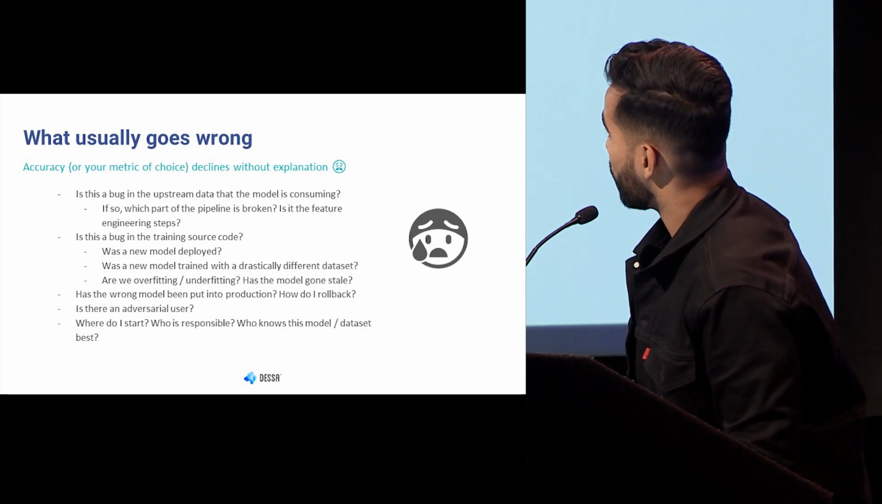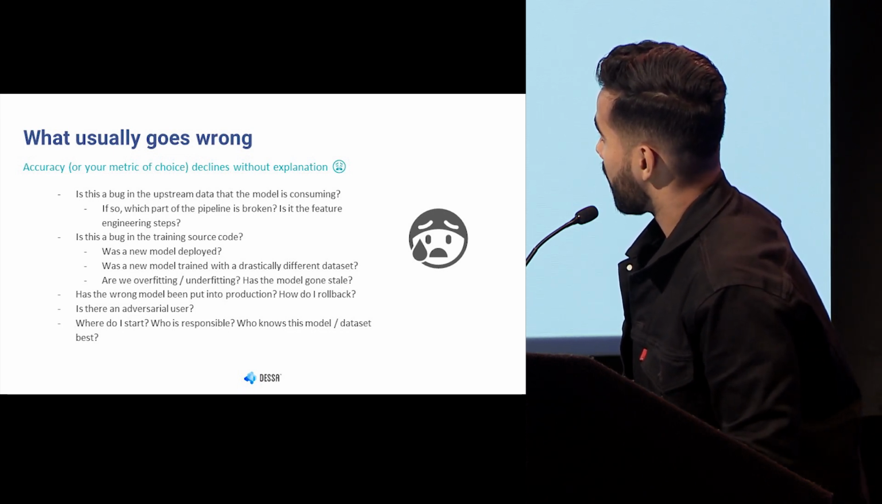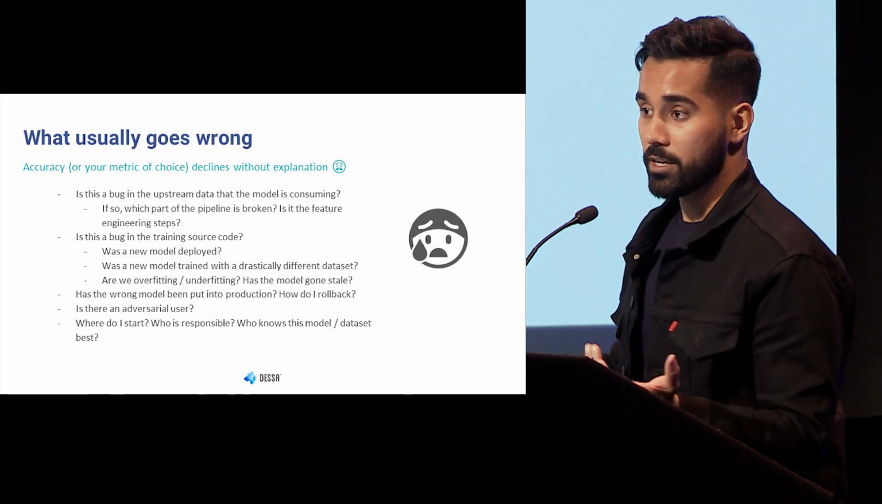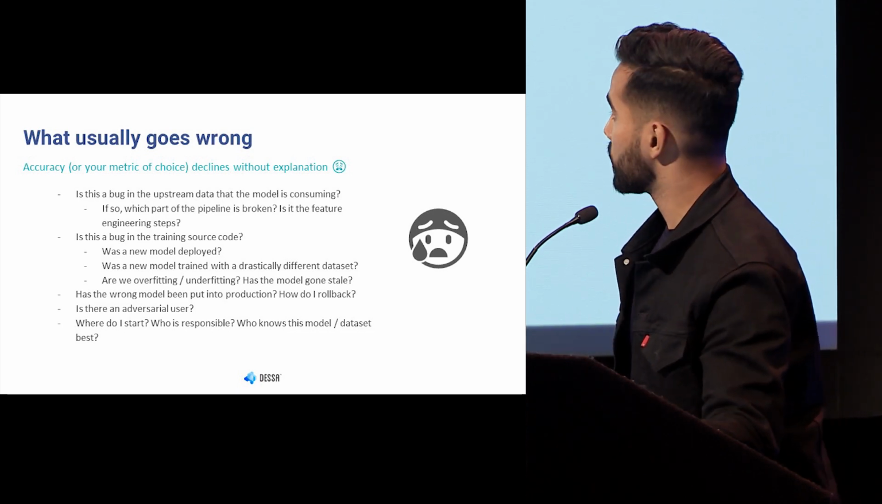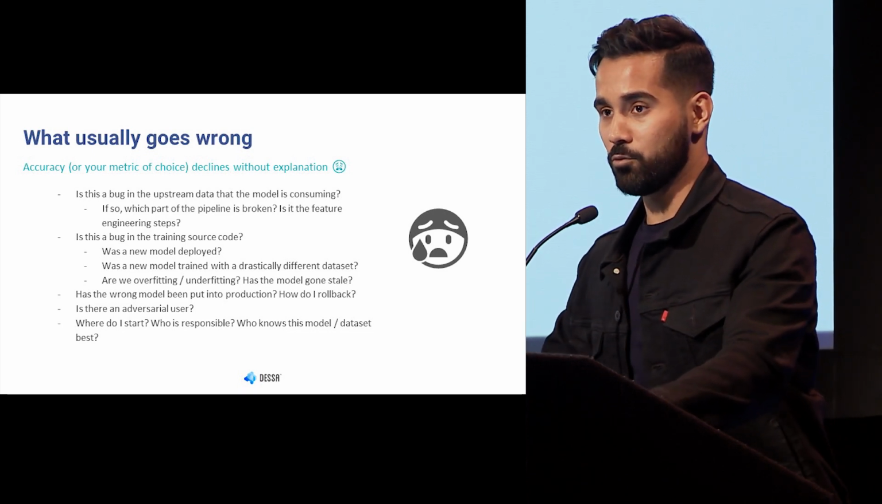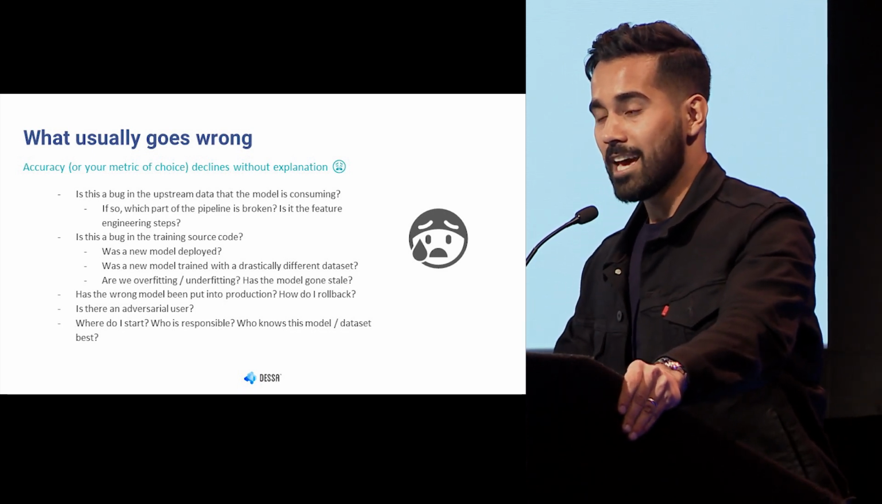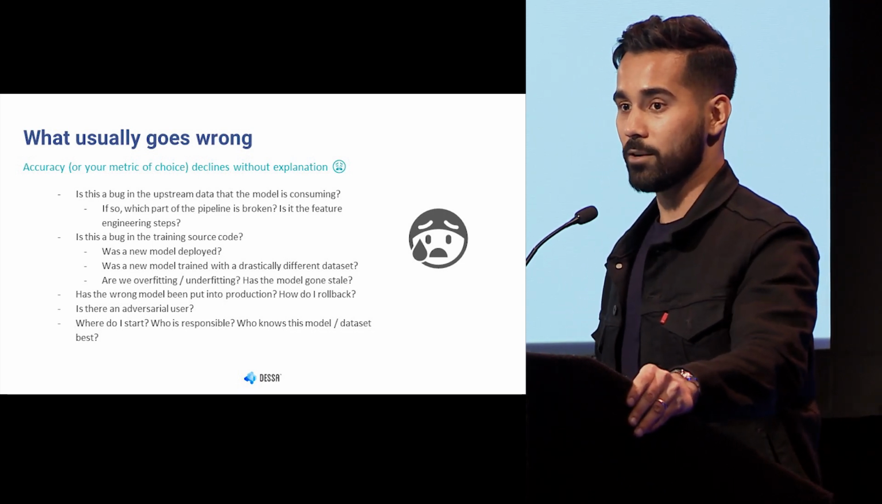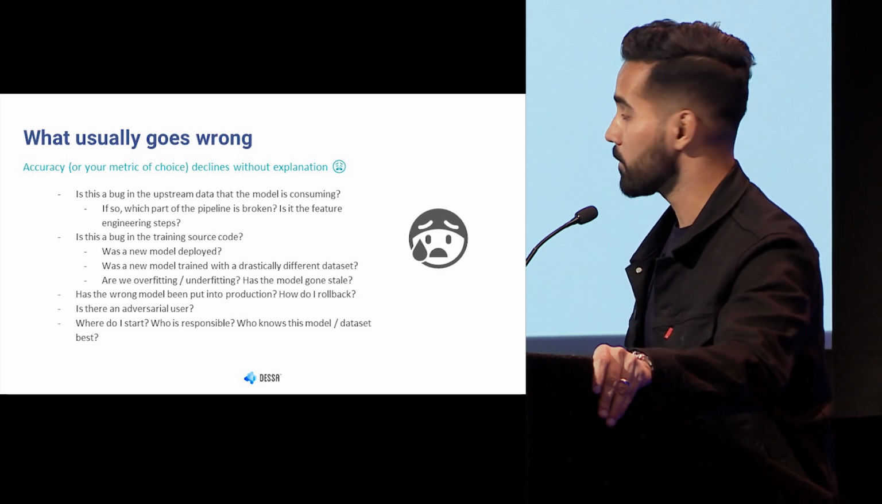And if you want to dig into that further, do you know if any part of your pipeline is particularly broken? Or is it something that went wrong during the feature engineering stage? Or is there a bug in the training source code? And why does it matter? Did someone deploy a new model, right? And if someone did deploy a new model, where are the rest of the models, right? If I wanted to roll back, what is a rollback strategy to be able to do that, right?